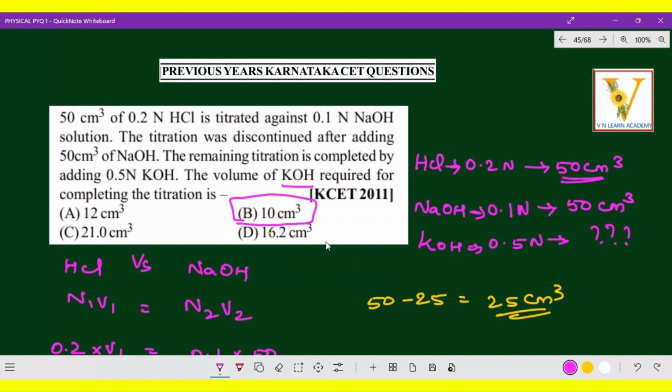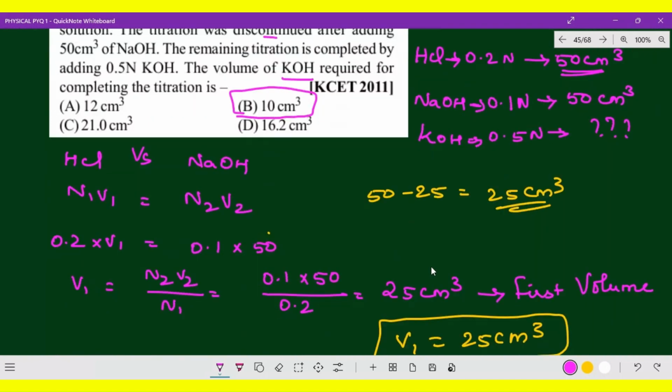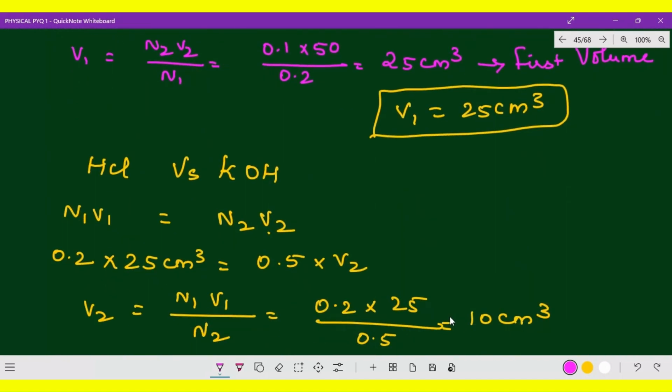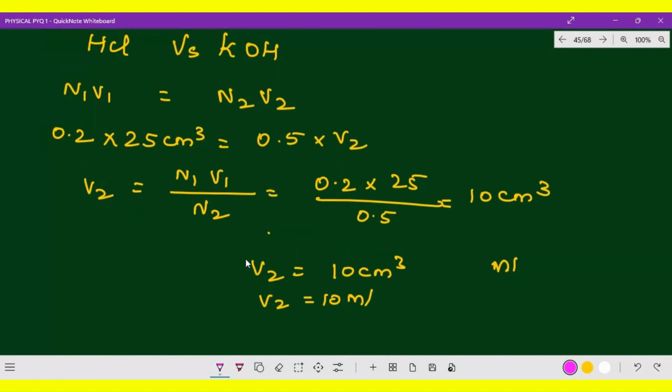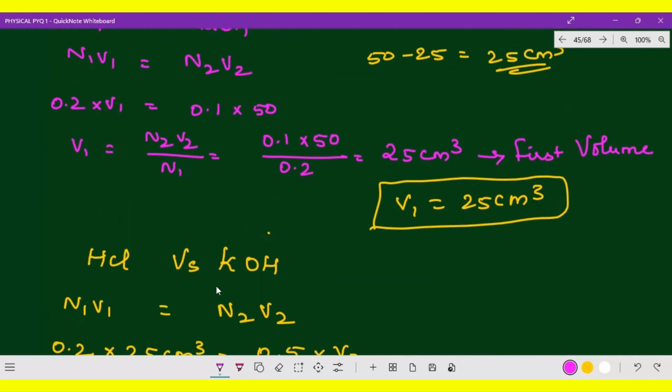How do we identify? The first one, you are finding the data of N1V1. Here in this point, titrated against the solution, the titration was discontinued after adding. So here V1 again we found, right? So N1V1 again we found. That's the first volume and this is the second volume, the volume we are adding after it was discontinued. I hope you got the clarity. Come on, let's go to the next question.